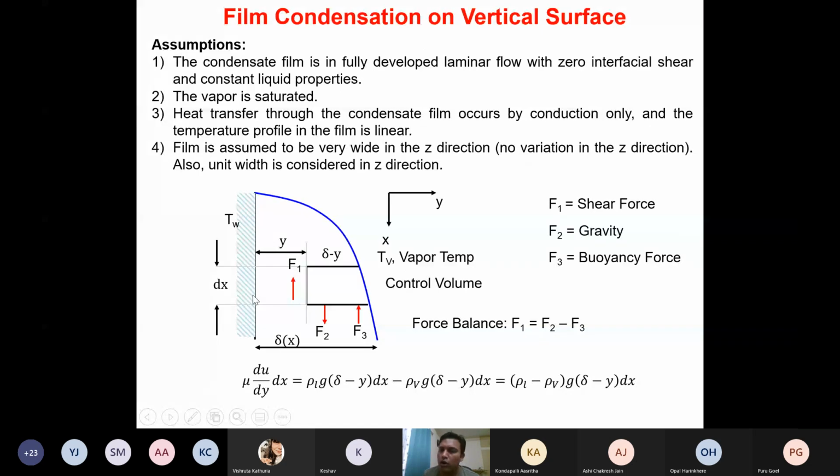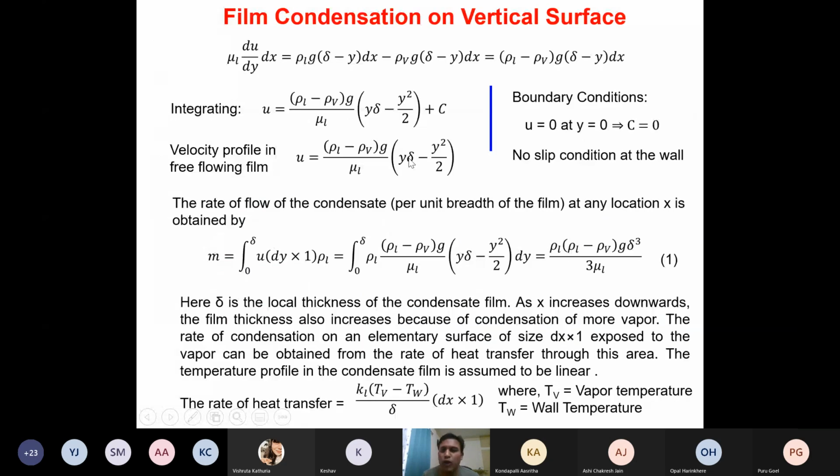So as y equals 0, u equals 0. So you get u equals (rho l minus rho v) g divided by mu l into (delta y minus y square by 2). Now this is the velocity distribution across the y.